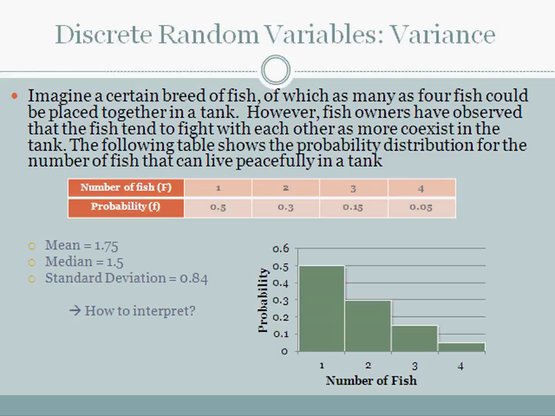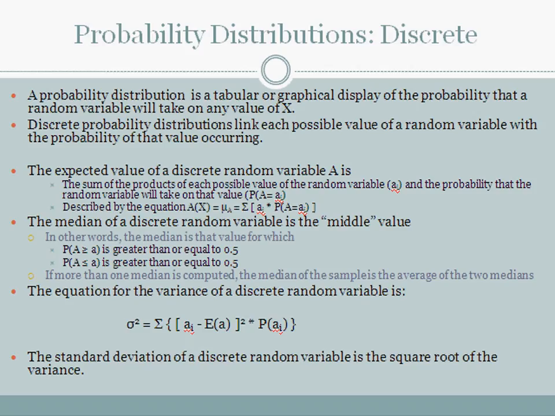Let's look at our fish again. The probability distribution for the fish is shown here. The mean is 1.75. The median is 1.5. The standard deviation is 0.84. How do we interpret this?